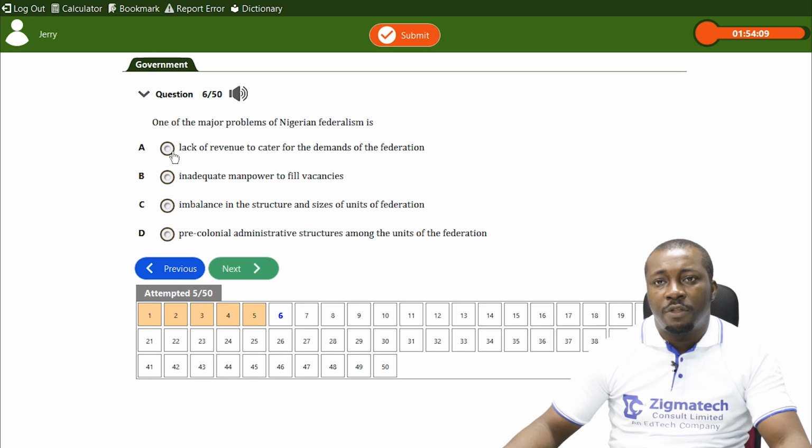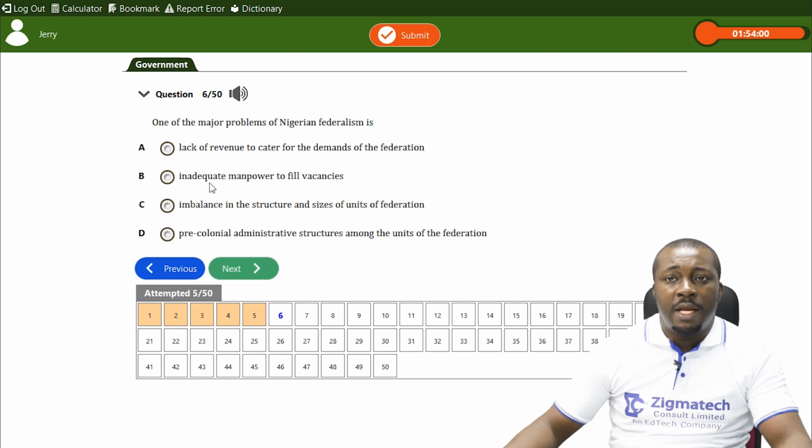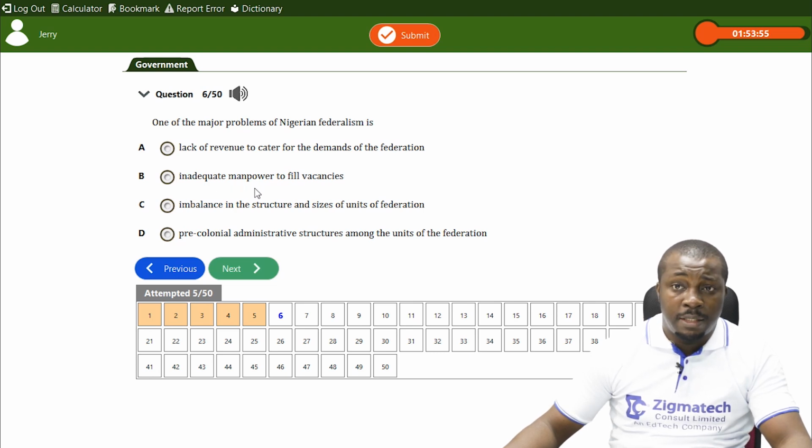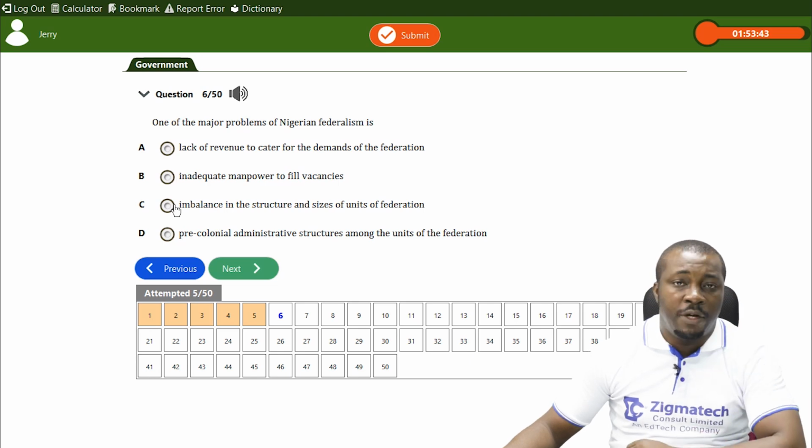Now, if you look at the options, A says lack of revenue to cater for the demands of the federation. It's not really a peculiar problem in our federation. B says inadequate manpower to fill vacancies. Of course, we have adequate manpower in our federation. D says pre-colonial administrative structure among the units of the federation, which is not a problem. Rather, C, imbalance in the structure and sizes of the units of the federation.